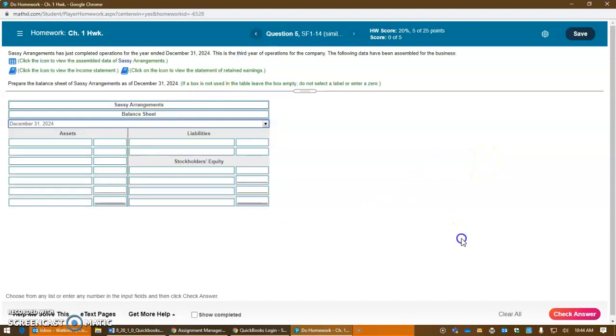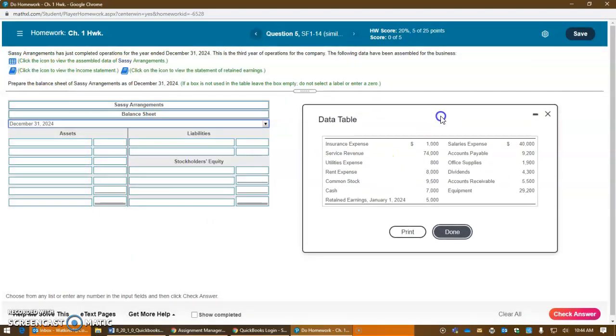And this one's kind of laid out for you. It's got assets on this side, liabilities and equity on the right side. And the total should equal. That is the accounting equation. Assets equals liabilities plus stockholders' equity. So we're going to pull up this data, the data table, and we're going to start filling in the assets.